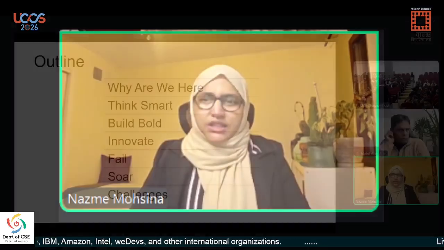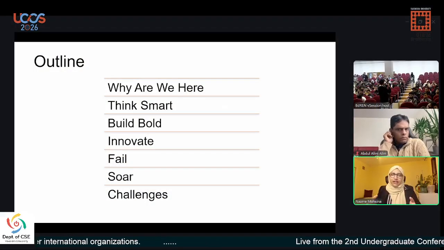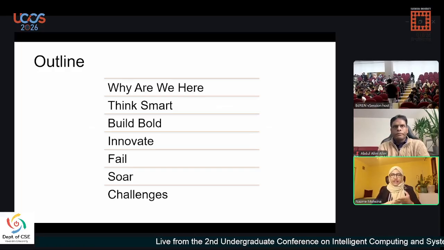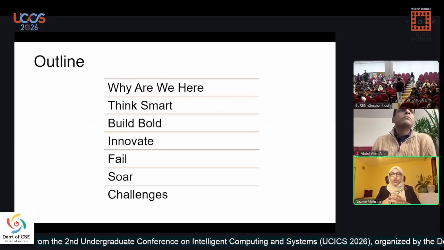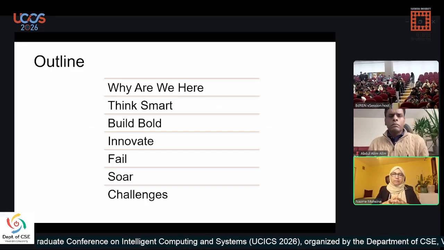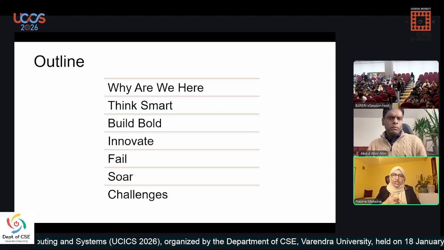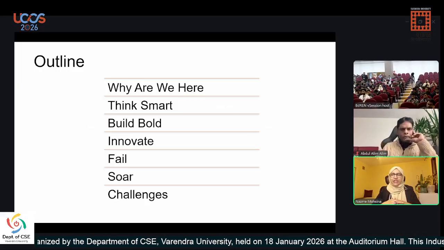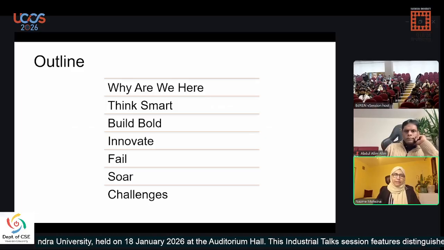In a rapidly evolving digital world, success in computer science demands more than technical skill. It requires strategic thinking, creative courage, and resilience. Let's think smart, build boldly, and view innovation as a process shaped by experimentation and learning from failure. By embracing challenges with confidence, we can move beyond limitation and create solutions that leave a lasting impact.